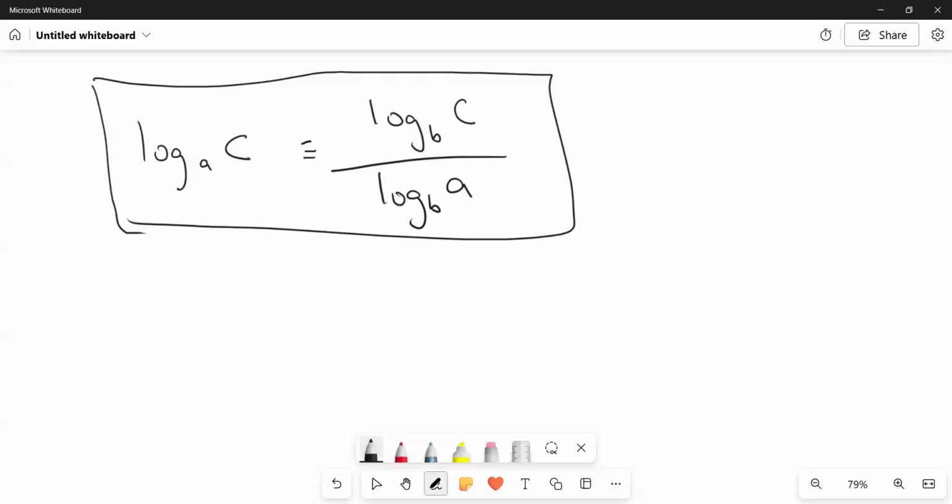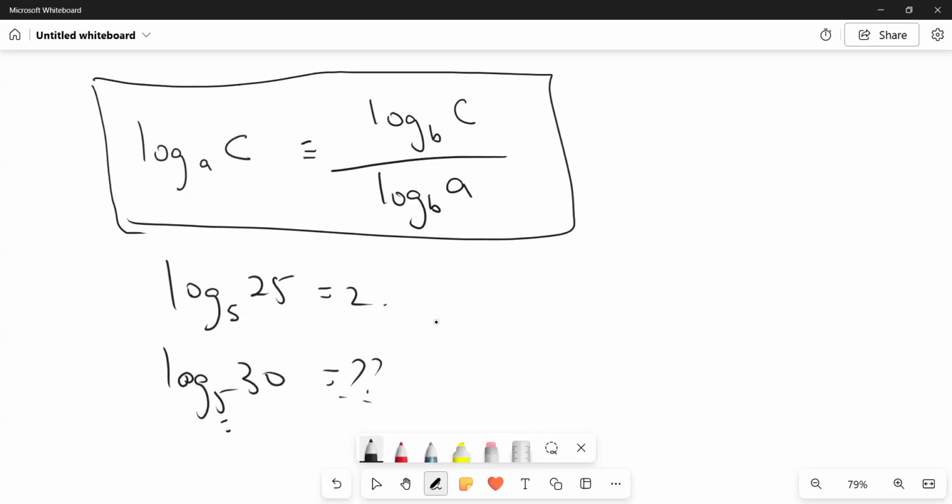So if you have the logarithm of, let's say, 25 with a base of 5, you know that to be 2. But then let's say you have the logarithm of 30 with a base of 5. You can't pick that out. You say, oh my, how am I going to calculate that now? So we can change the base from 5 to either 10 or e. The logarithm of 30 with a base of 5 is equal to, let's go with ln, the ln of 30 over the ln of 5.